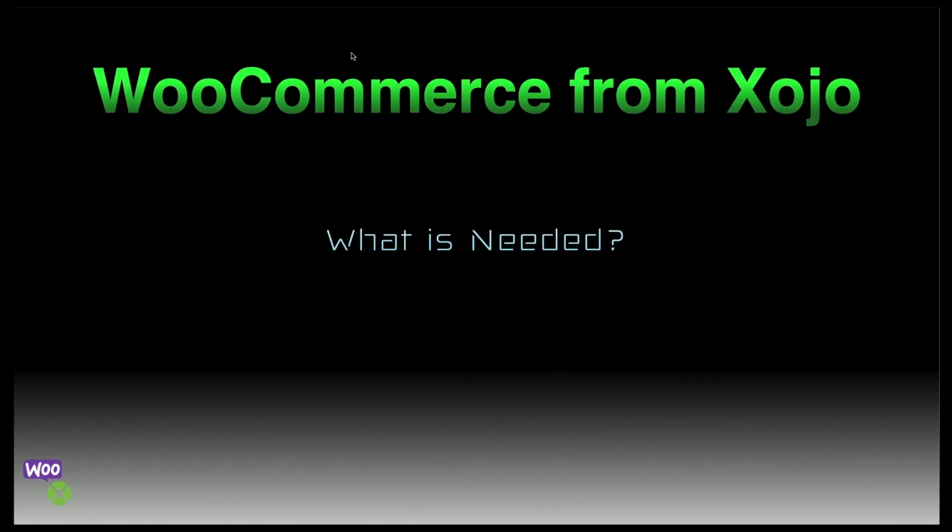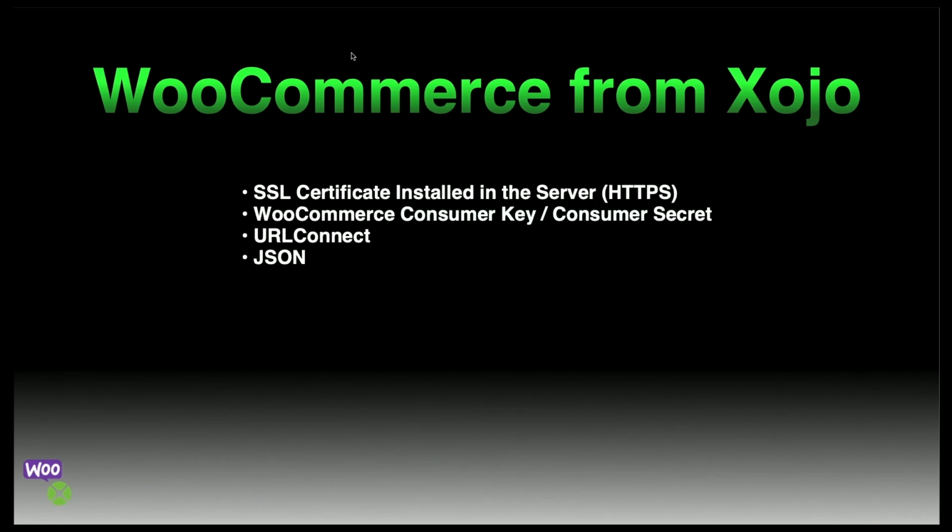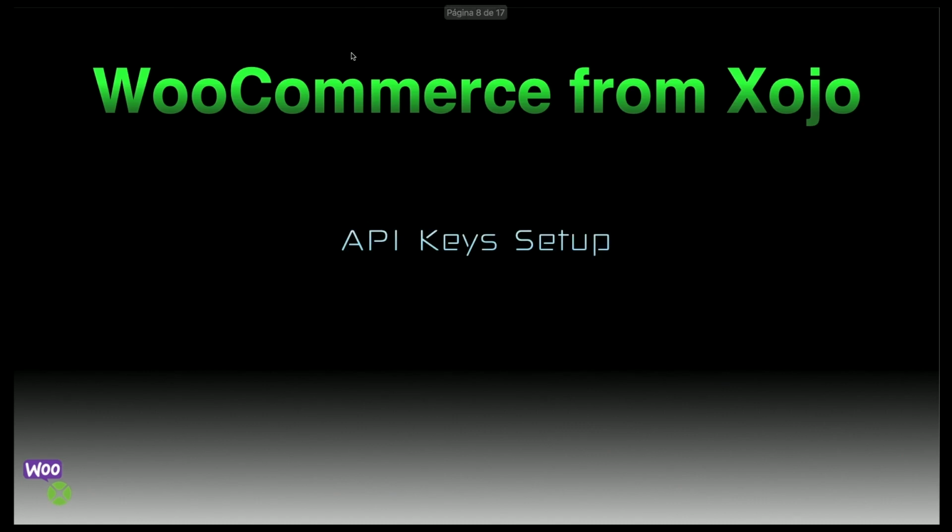What we need to interface with WooCommerce: an SSL certificate installed in the server, which is quite logical if we are going to do some kind of business involving payments. Also, the keys that WooCommerce provides to use the API, and from the Xojo side, simply use your Connect and JSON, which opens the door to use it or create applications not only on desktop, but also on other targets.